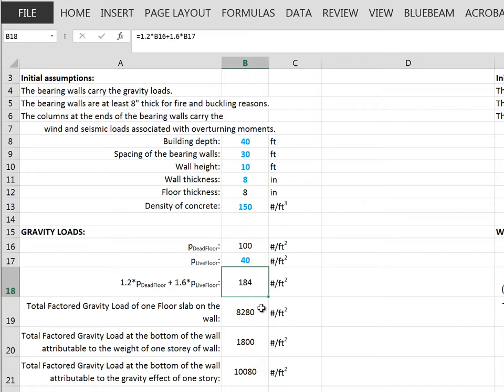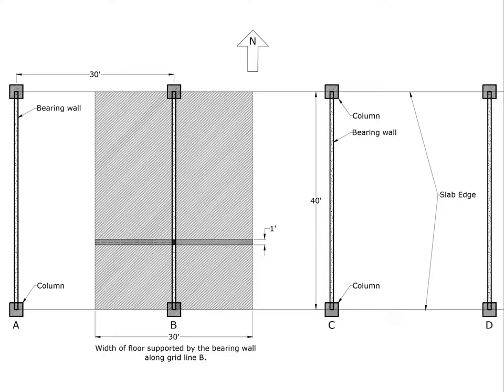So now we want to know, what's the pressure that that strip of material puts on the wall? You'll recall that that strip is 30 feet long. So if we multiply 30 feet times that pressure, that'll give us the total, or if we want to, 1 foot times 30 feet times that pressure gives us the total force, and then that total force is divided by whatever the area of the wall is.